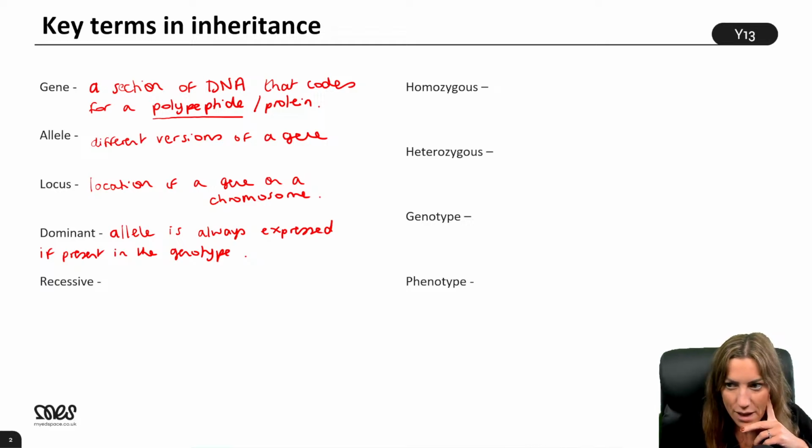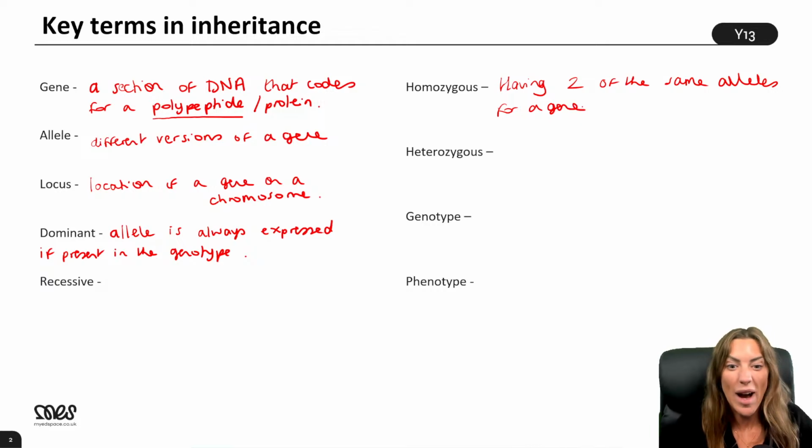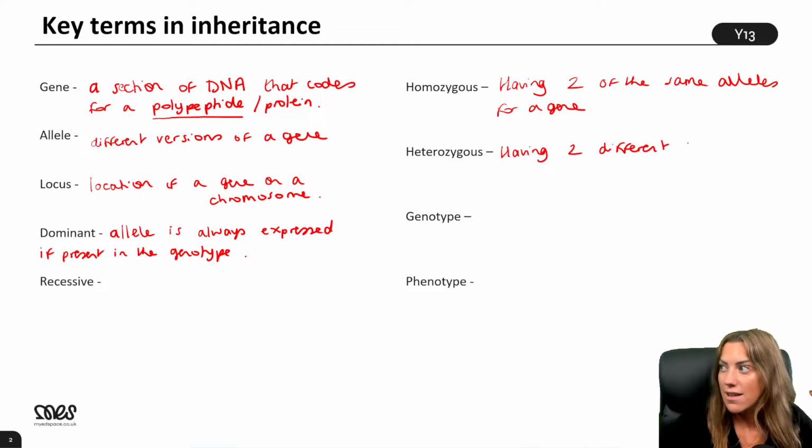Yep, good. I'll do recessive first, I think. I can't see anything for recessive. We left that one out. We're not sure what the best definition is. Let's go for homozygous then, because you've done that one, having two of the same alleles for a gene, or like you said in the chat, having two identical alleles for a gene. Good, Annie. Whereas heterozygous is having two different alleles for a gene.